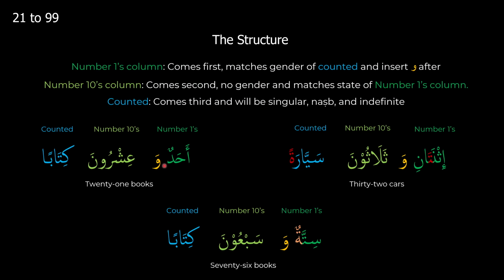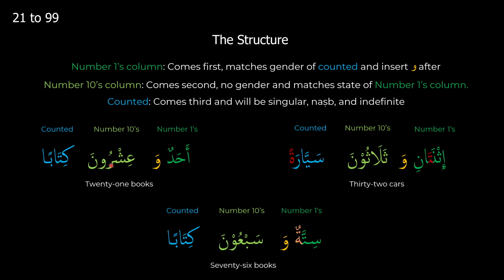So let's take a look at a few examples. So here we have أحد وعشرون كتابا. So the number in the ones column is أحد, because this is 21, right? And then you have the wow right after it. And then you have the number in the tens column, which is عشرون.